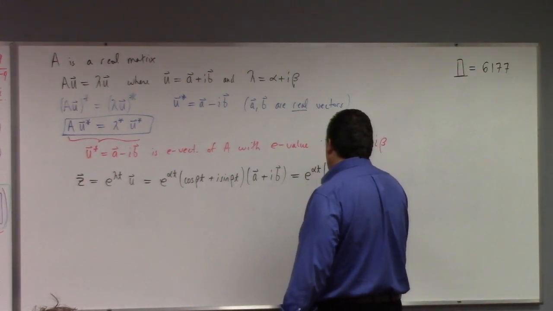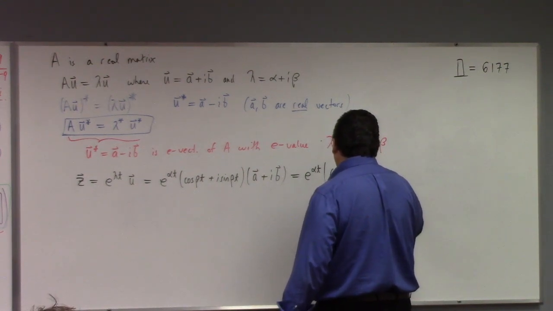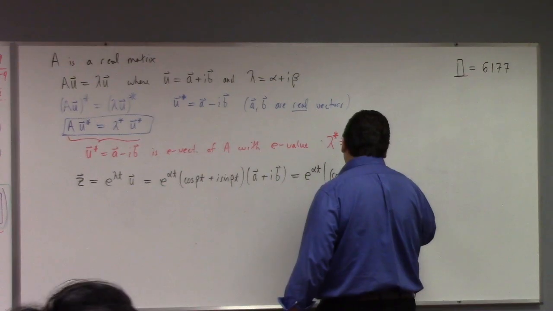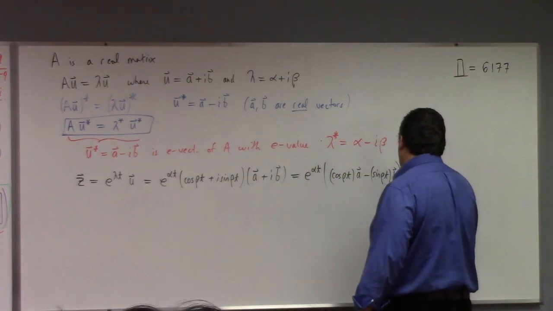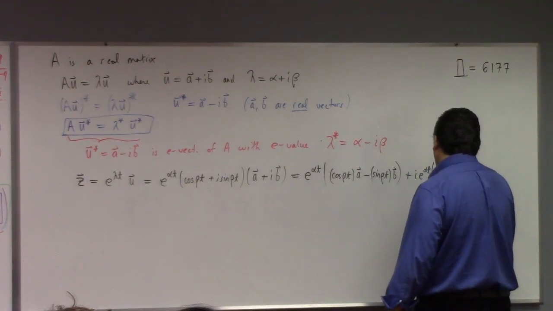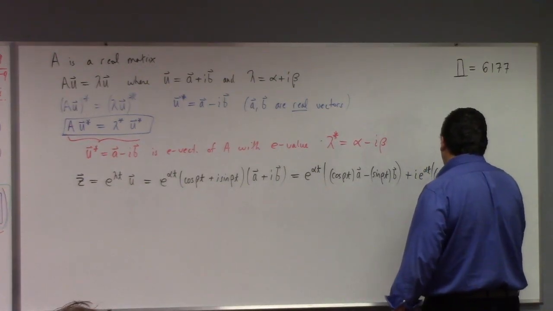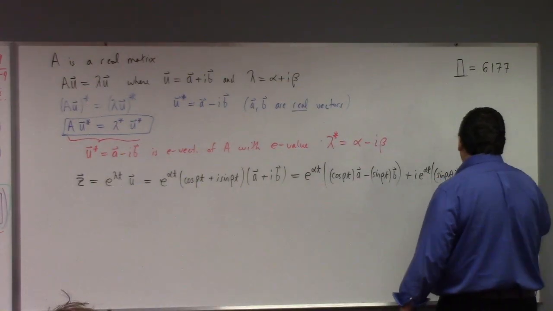But anyway, so this works out to cosine beta t times the a vector minus the sine beta t times the b vector, plus i times e to the alpha t sine beta t times the a vector plus cosine beta t times the b vector.